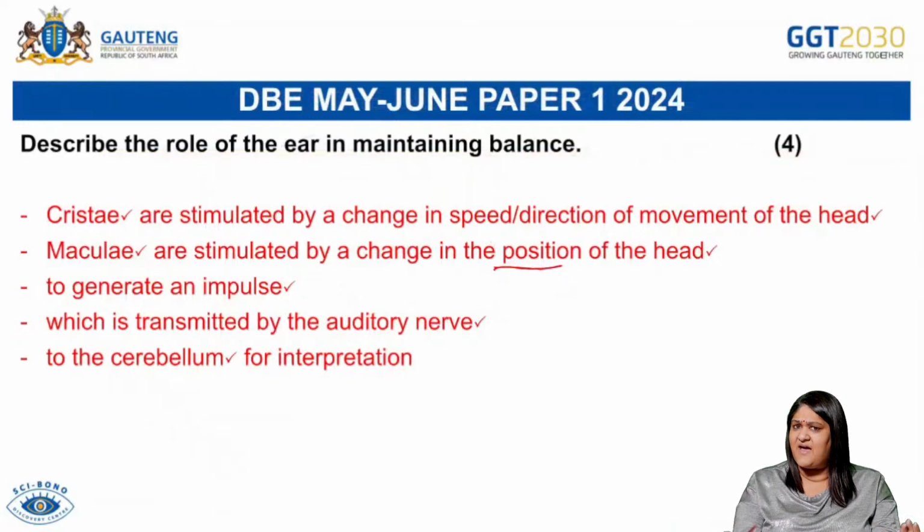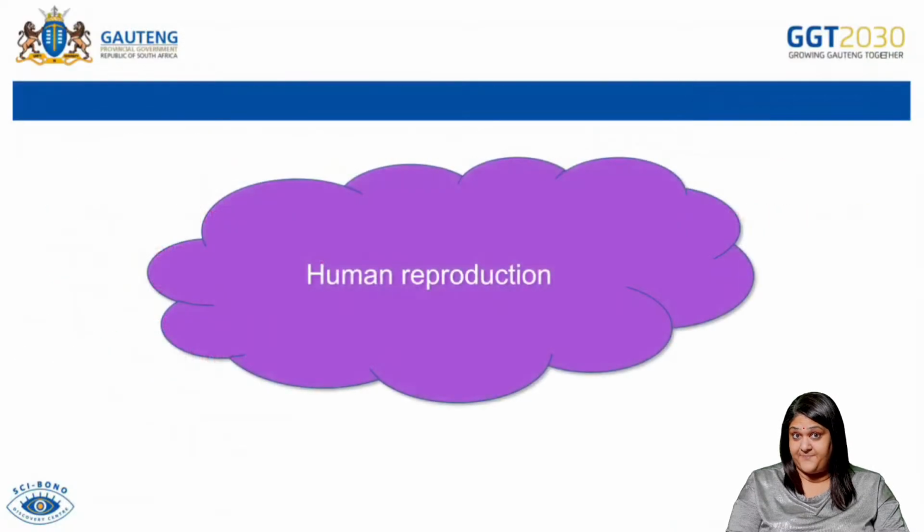Right? Nice, 5 marks. That is the end of the nervous system. That was a mouthful. Okay, but very important section. 54 marks. Grade 12, make sure you know how to answer questions on the nervous system.